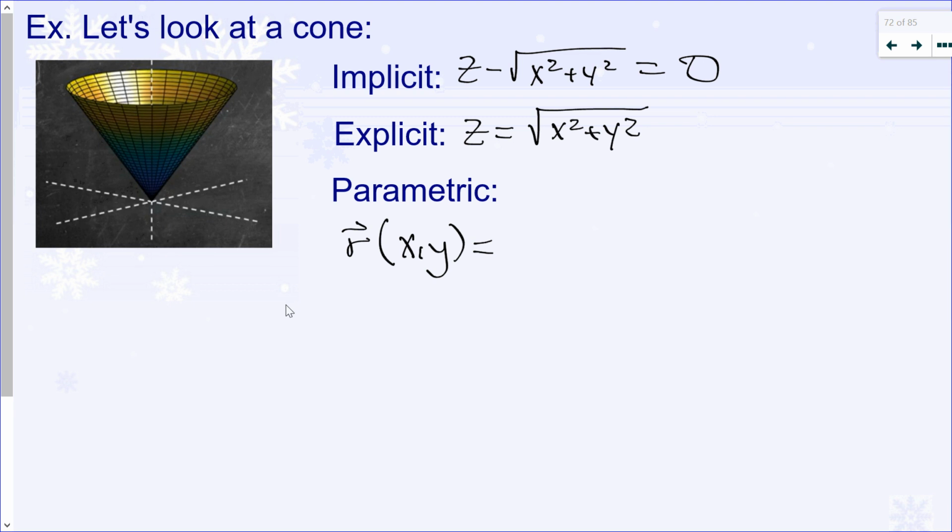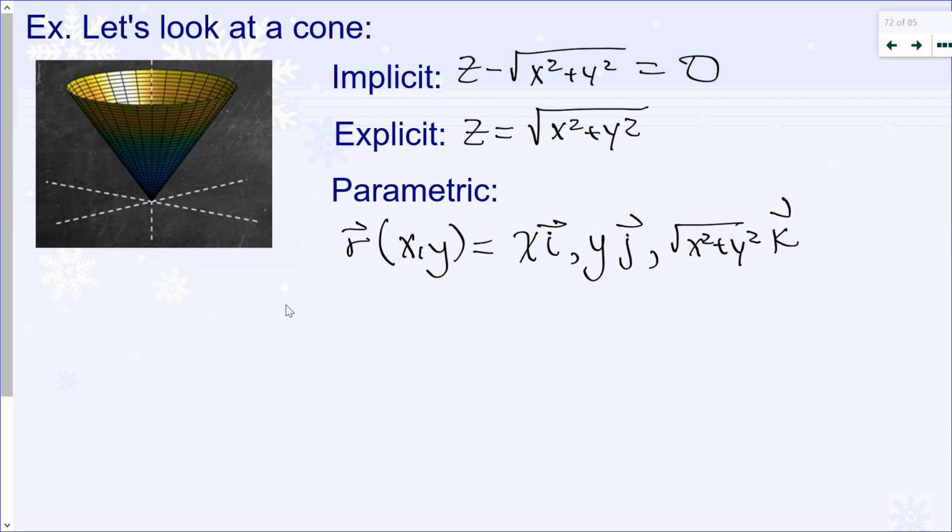Parameterizing in terms of x and y, we could keep x as x, y would stay y, but then z is defined as the square root of x squared plus y squared. And while this is true, the integrals tend to be rough with z being that, and the boundaries can be rough, which is why we introduced polar form, cylindrical form.